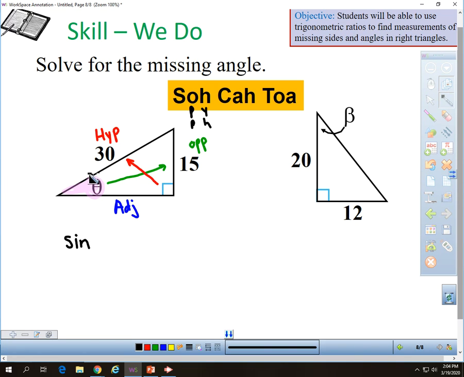we have to look at the angle of reference, which is theta, equal to, and then the ratio would be opposite over hypotenuse, opposite being 15, hypotenuse being 30. In this problem, when you're trying to solve for an angle, we have to use the inverse function.